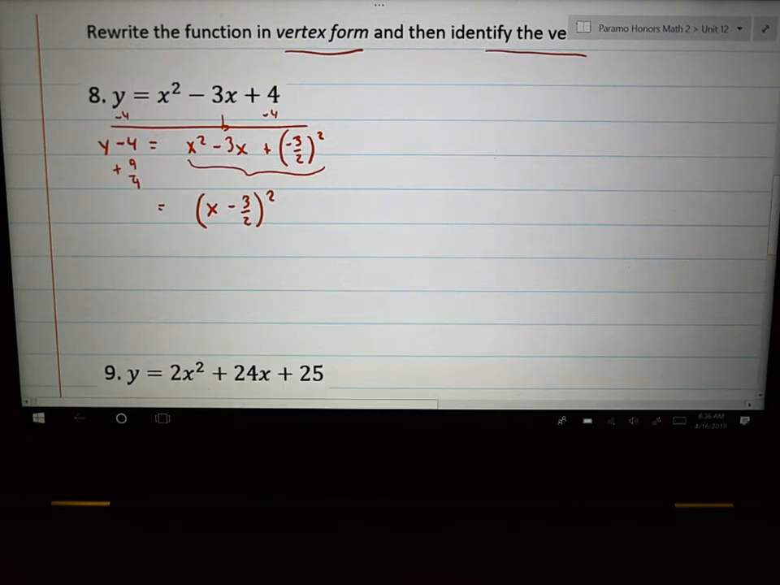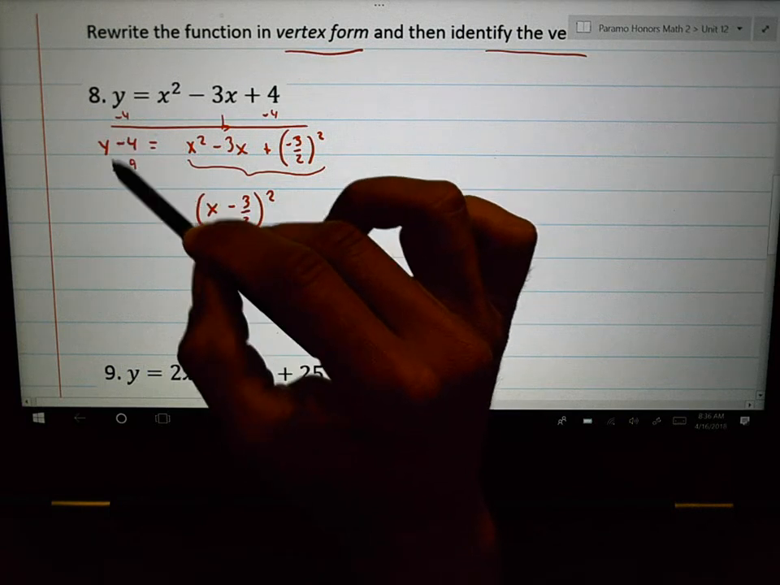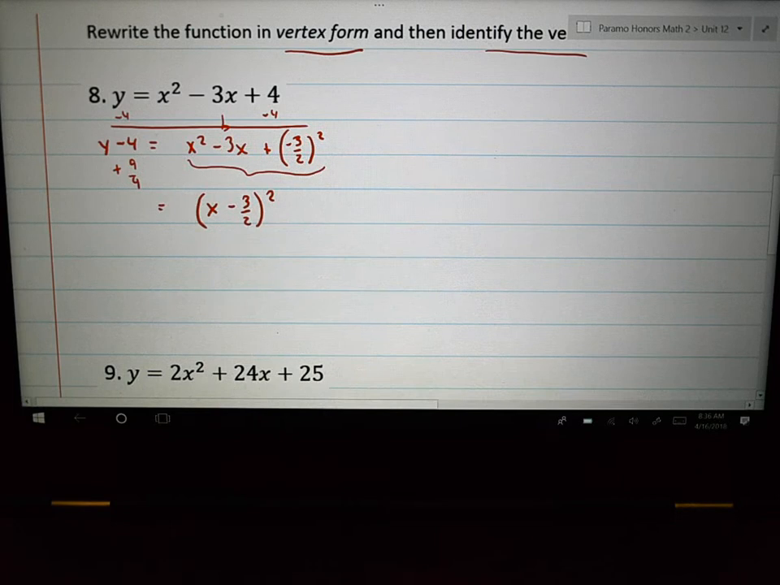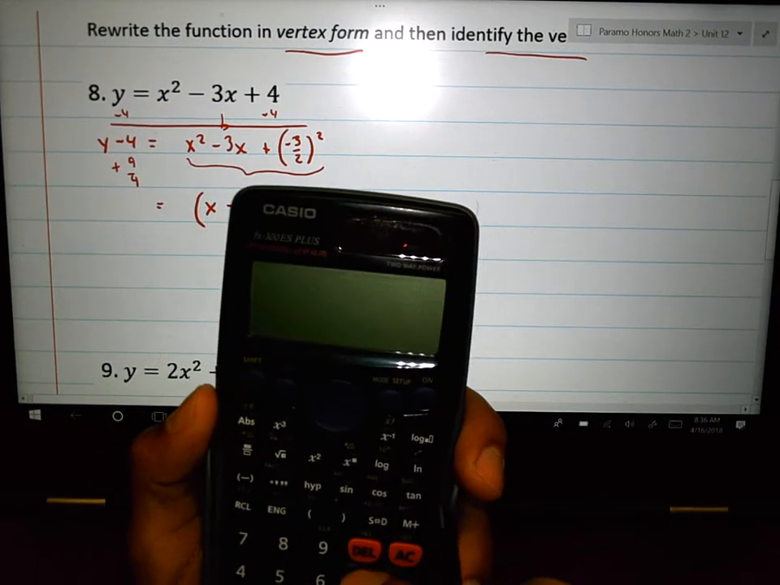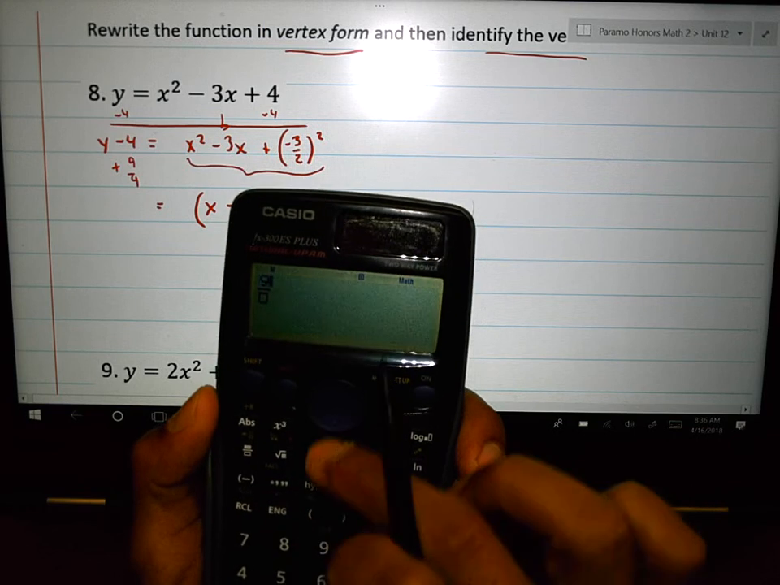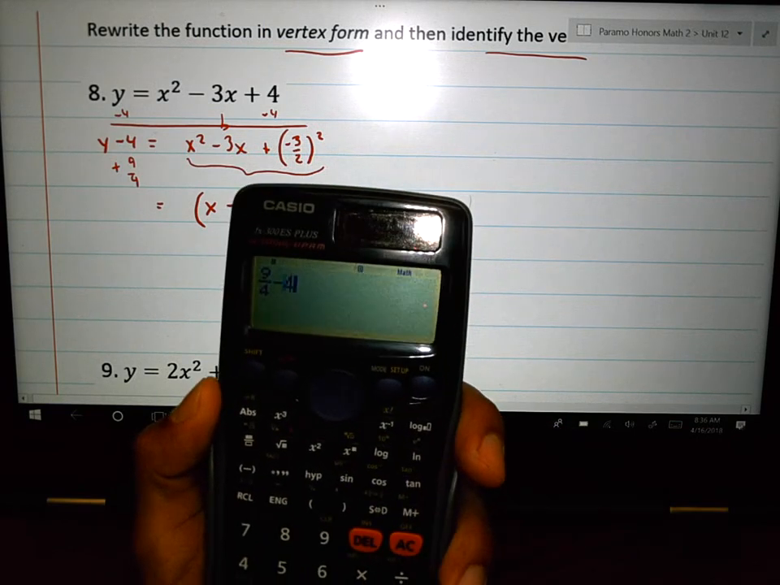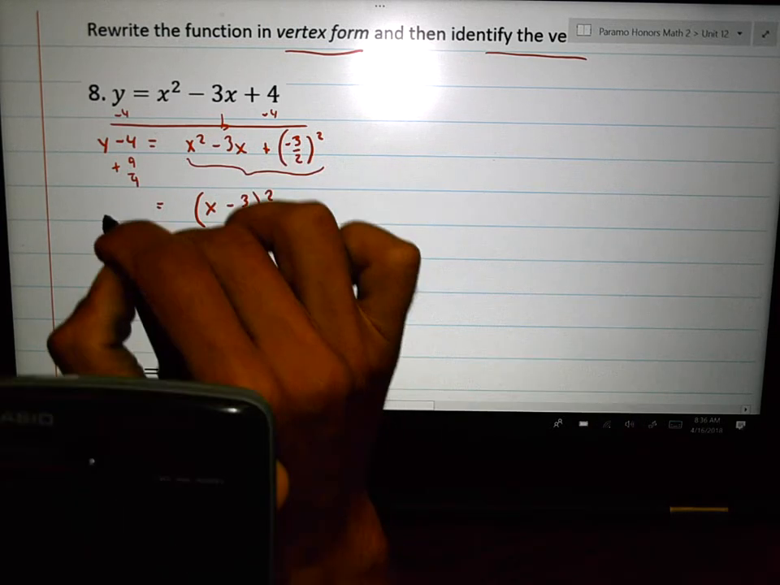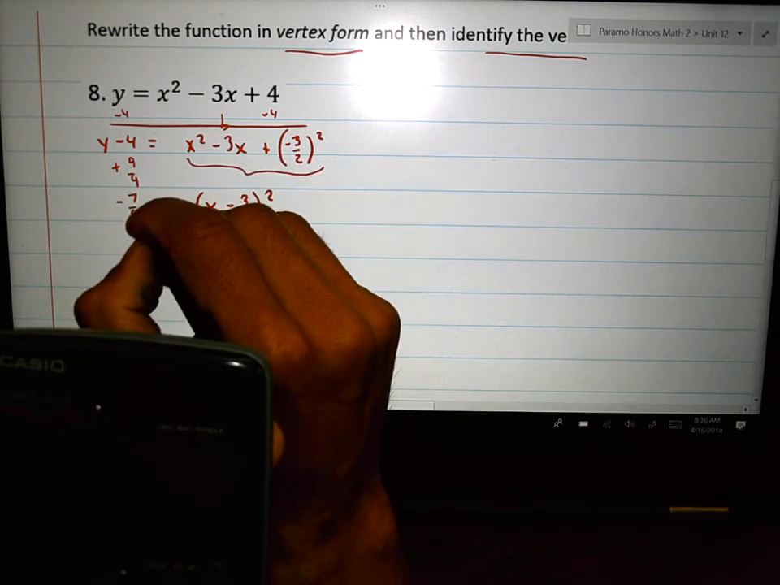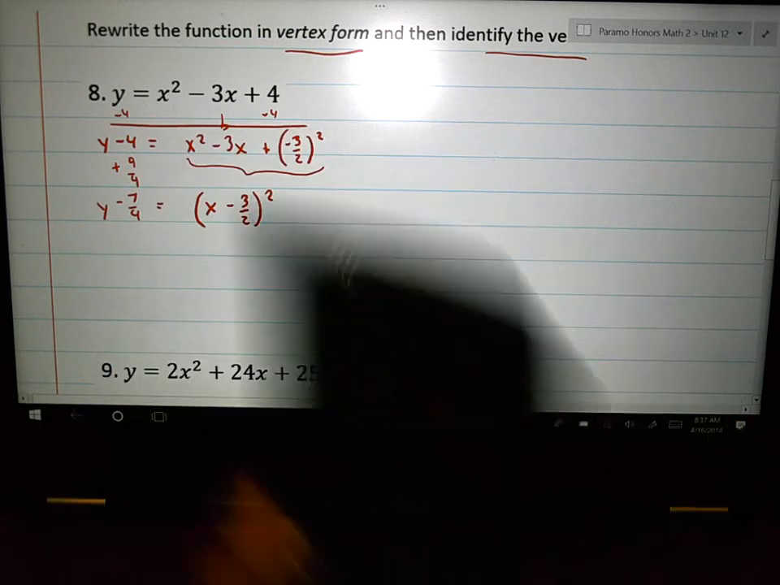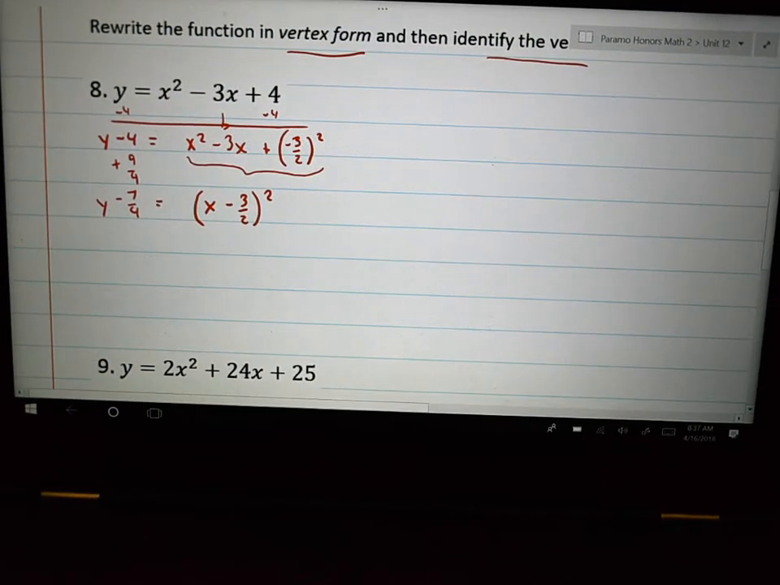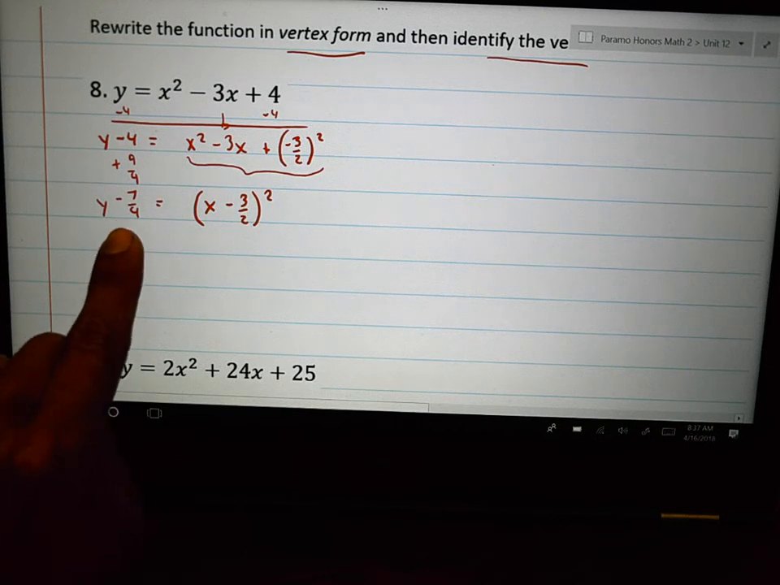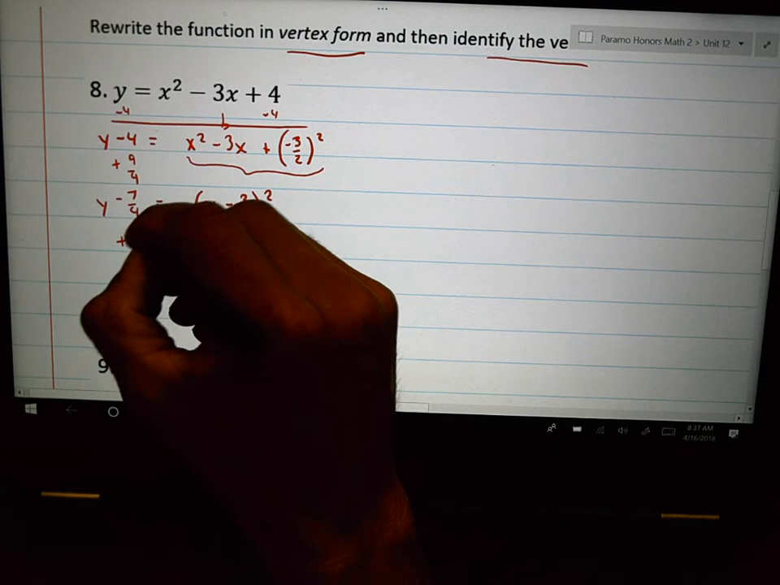The right side, on the other hand, we need to make sure that we put these together and that we have a common denominator. We have 9/4 minus 4. I'm just going to use my fraction button on my calculator, because I like how my calculator does fractions. It's kind of nice. That makes negative 7/4. And this is almost in vertex form. I want to put this k value on the other side. So I'm going to add 7/4 outside of the parentheses.